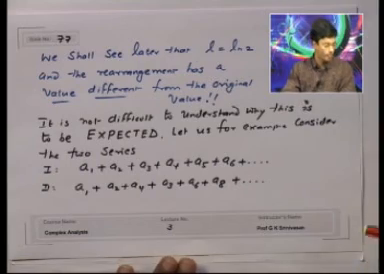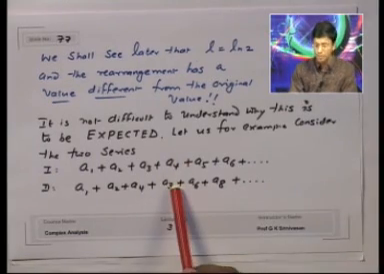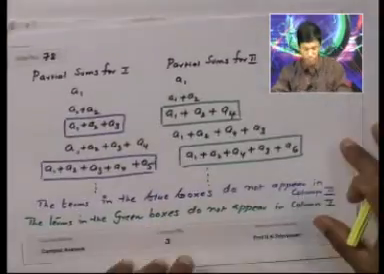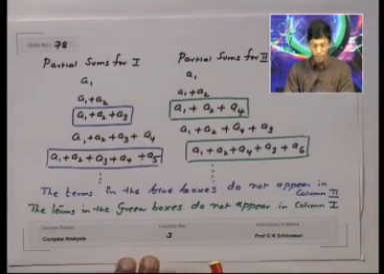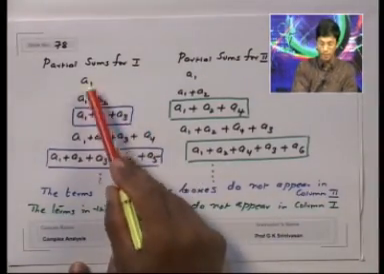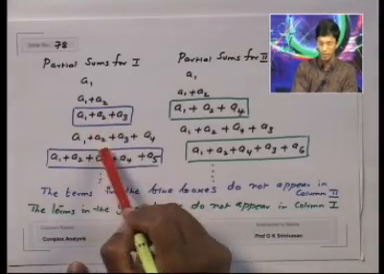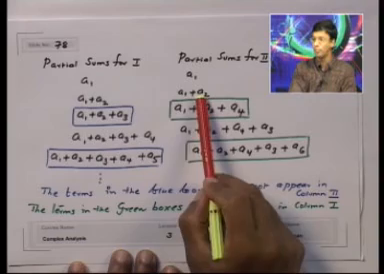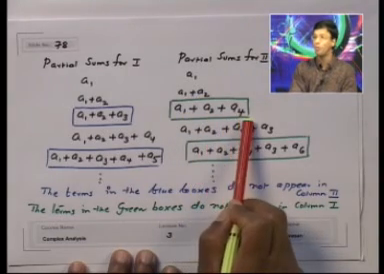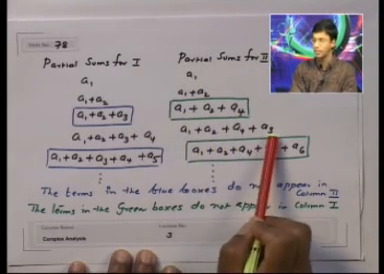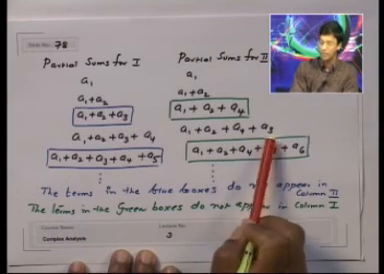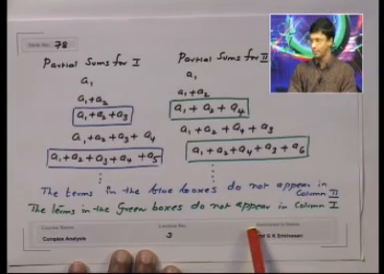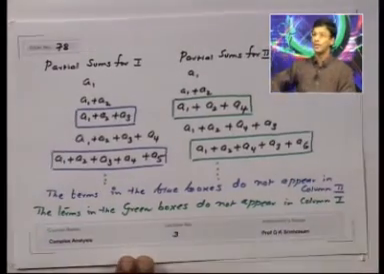That is one rearrangement. Now let us write down the partial sums for the two infinite series. Let me display it here. The partial sums for 1 are a1, a1 plus a2, a1 plus a2 plus a3, a1 plus a2 plus a3 plus a4, etc. The partial sums for 2 are a1, a1 plus a2, a1 plus a2 plus a4, a1 plus a2 plus a4 plus a3, a1 plus a2 plus a4 plus a3 plus a6, etc. So the partial sums for the two series have been displayed.